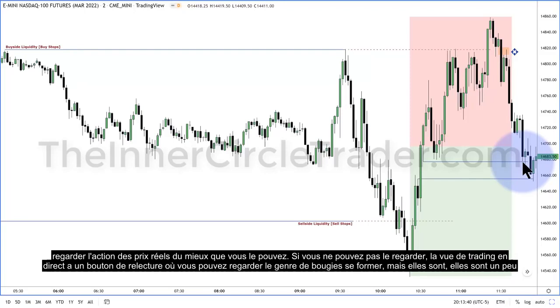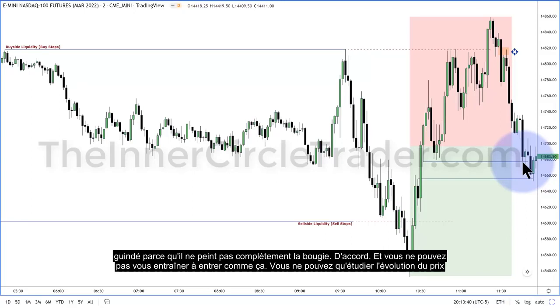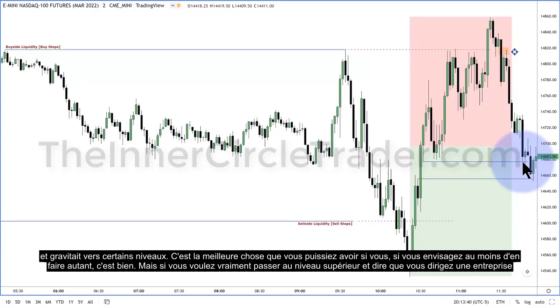If you can't watch it live, TradingView has a replay button where you can watch the candles kind of form, but they're a little stilted because it's not completely painting the candle, okay? And you can't practice with entering like that. You can only just study how price moved and gravitated towards certain levels. It's the best thing you can have. If you at least consider doing that much, that's good.